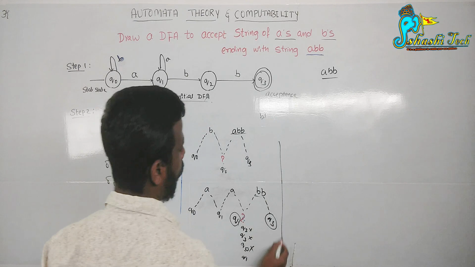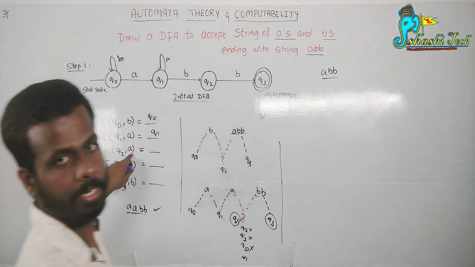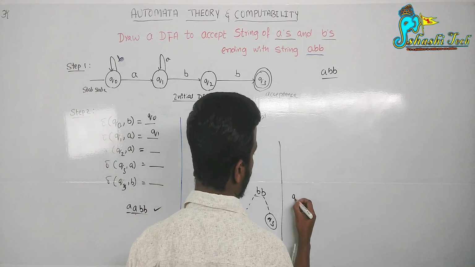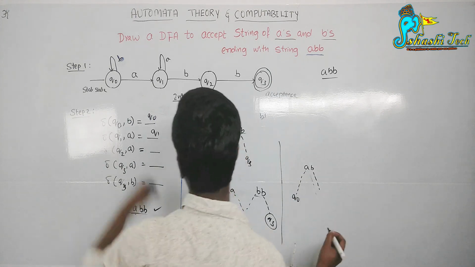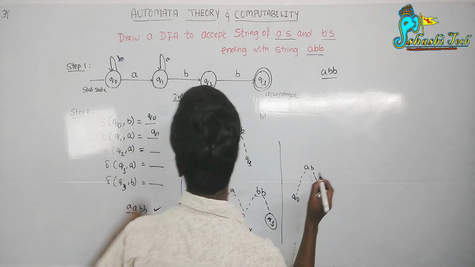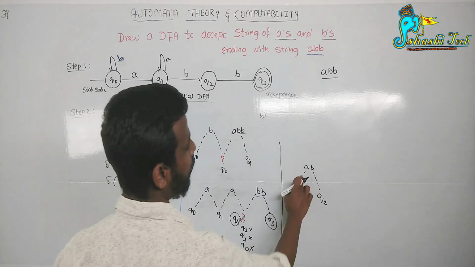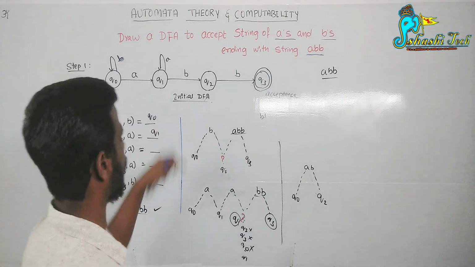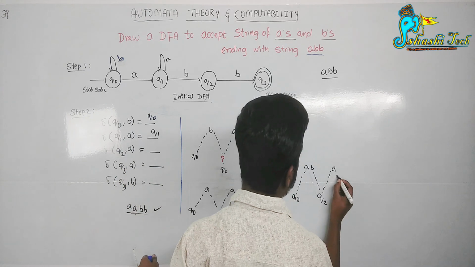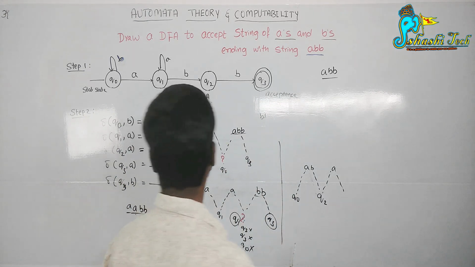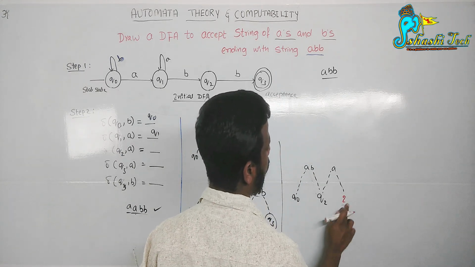Okay, next, let us go to this one. Q2 upon accepting A, where is it going to reach? Start with Q0. Q0 upon accepting AB is going to reach the Q2 state. I have skipped writing Q1. Then Q2 upon accepting A, where is it reaching? That one we don't know, so I will write it as a question mark.